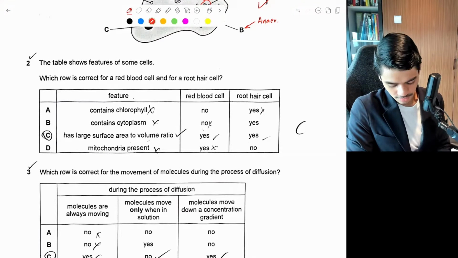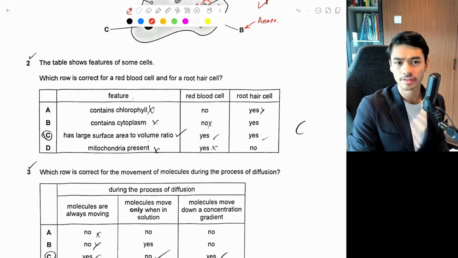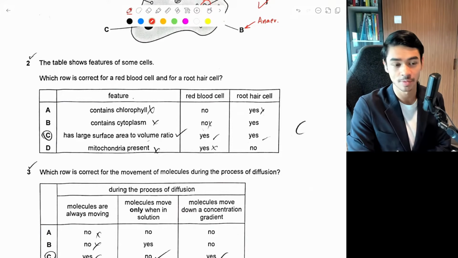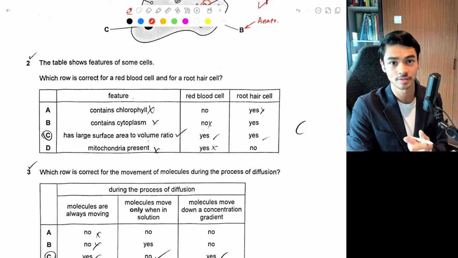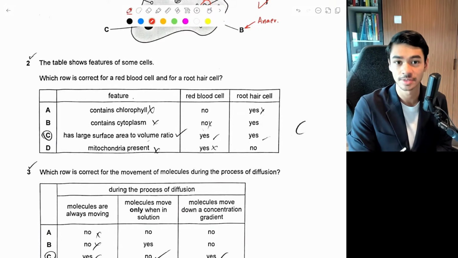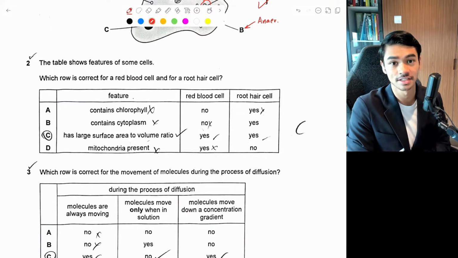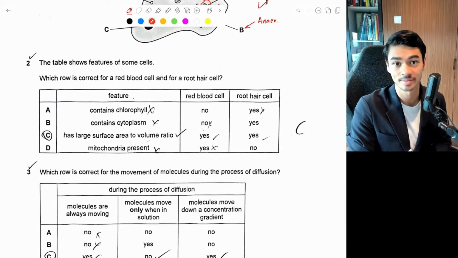Question 2, features of red blood cell and root hair cell. If I'm not wrong, this might be a copy-paste exactly of a past TYS question, which is why we encourage all students to do all the past 10 years of TYS. In fact, if you want to do more than past 10 years, as a TBT student, you have access to our soft copy of even beyond past 10 years. Because they reuse it like this, you just get free marks if you have actually done the past TYS.